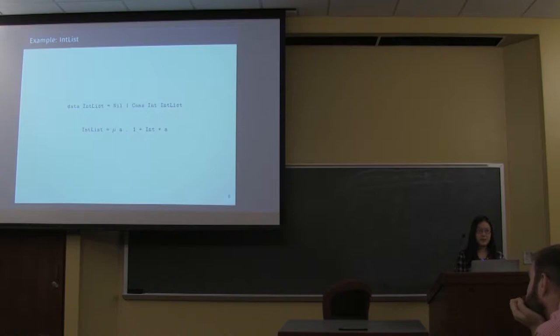Sorry, one more question. Could you substitute 1 plus int star for the A that's all the way on the right as well? Yeah, exactly. In a recursive type, you can replace the A with the whole type. So it would actually look like 1 plus int star mu of A dot this whole thing.